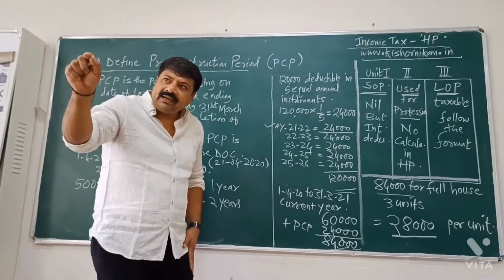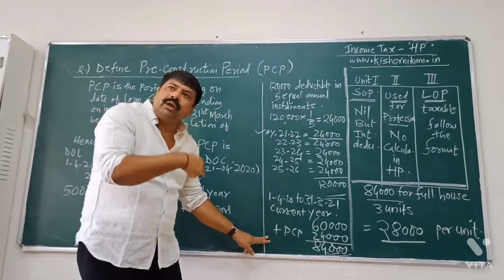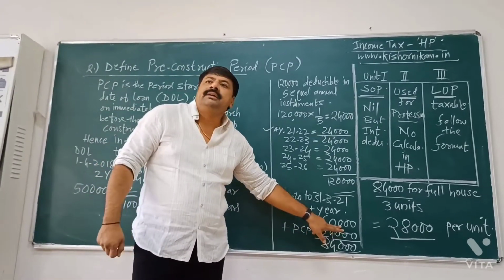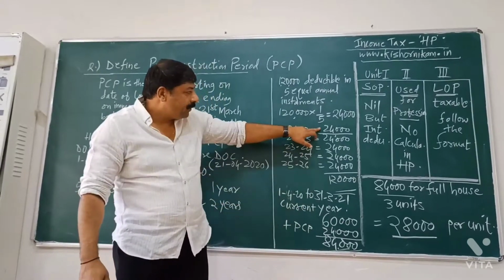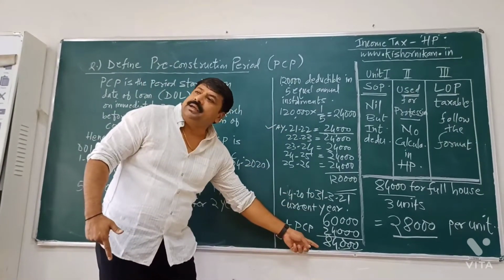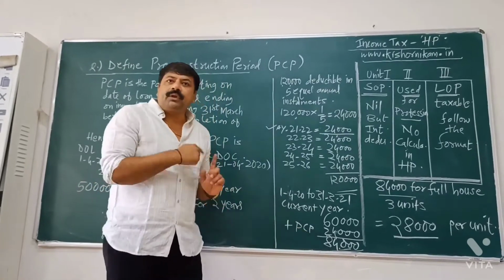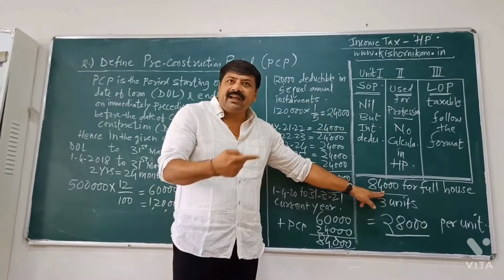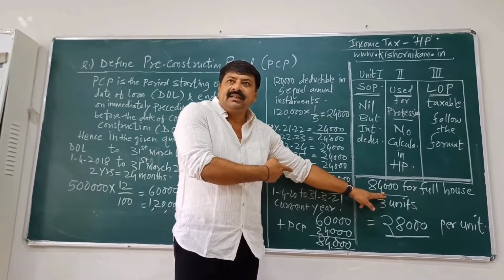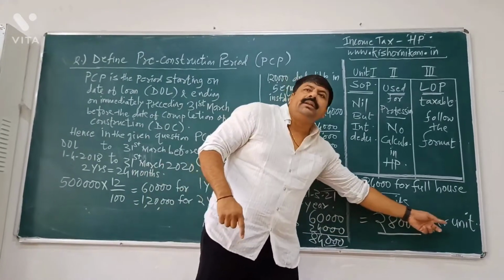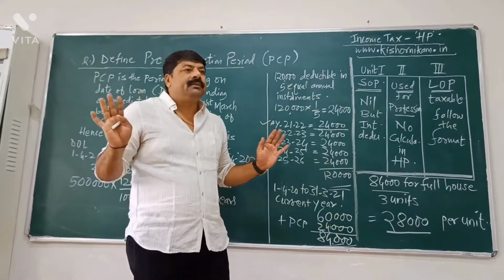Okay? Now 1st April 20 to 31st March 21 is our current year. For the current year, 5 lakhs into 12%. So what is the current year interest? 60,000 plus 24,000 from the pre-construction period. So total interest comes to 84,000. Now 84,000 interest is for the full house, the entire house. We will divide by 3 units. So per unit 28,000 interest is deductible.